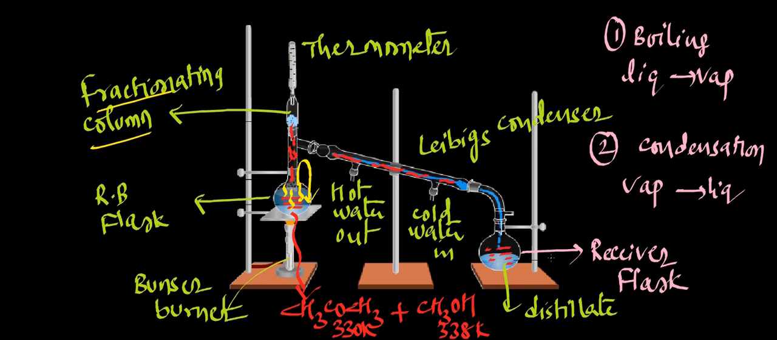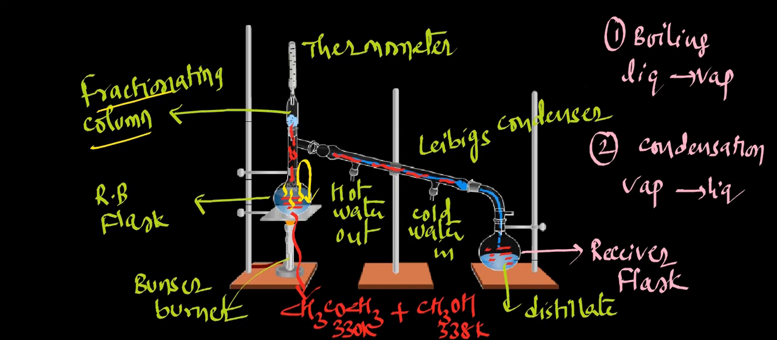Now once acetone is collected, immediately what we have to do? We have to replace this receiver flask with some empty receiver. Now methyl alcohol starts vaporizing, that enters into fractionating column, then into Liebig's condenser where it undergoes cooling process, and then methyl alcohol will be collected in receiver flask 2. So this is how we separate the different components in the miscible liquid mixture. I hope you are clear with this. If there is any doubt, please let me know.